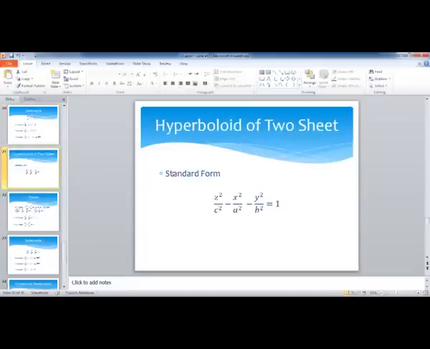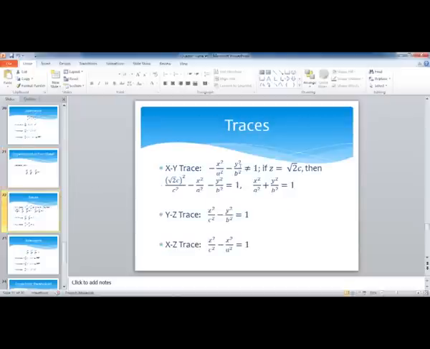Next, we look at the hyperboloid of two sheets. The standard form of this is z squared over c squared minus x squared over a squared minus y squared over b squared equals 1. To draw this graph, we once again have to find out the traces. First of all, we need to examine the traces.